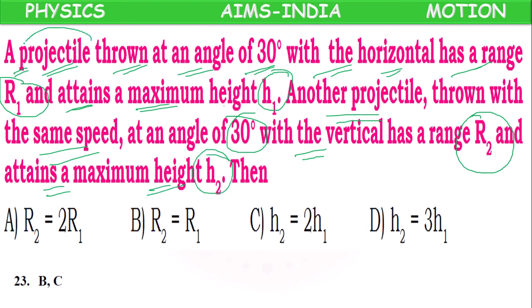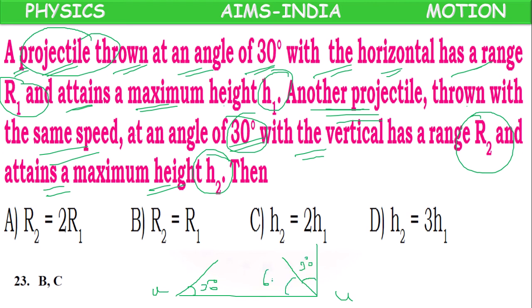Here, one projectile is thrown at an angle 30 degrees with the horizontal. But another projectile is thrown with the same speed. Here also speed u, and here also speed u. But at an angle 30 degrees with the vertical, not with the horizontal. With the vertical 30 degrees means with the horizontal 60 degrees. So, to confuse us, they have given like this, children. But we have to always consider the angle made with the horizontal, not with the vertical.